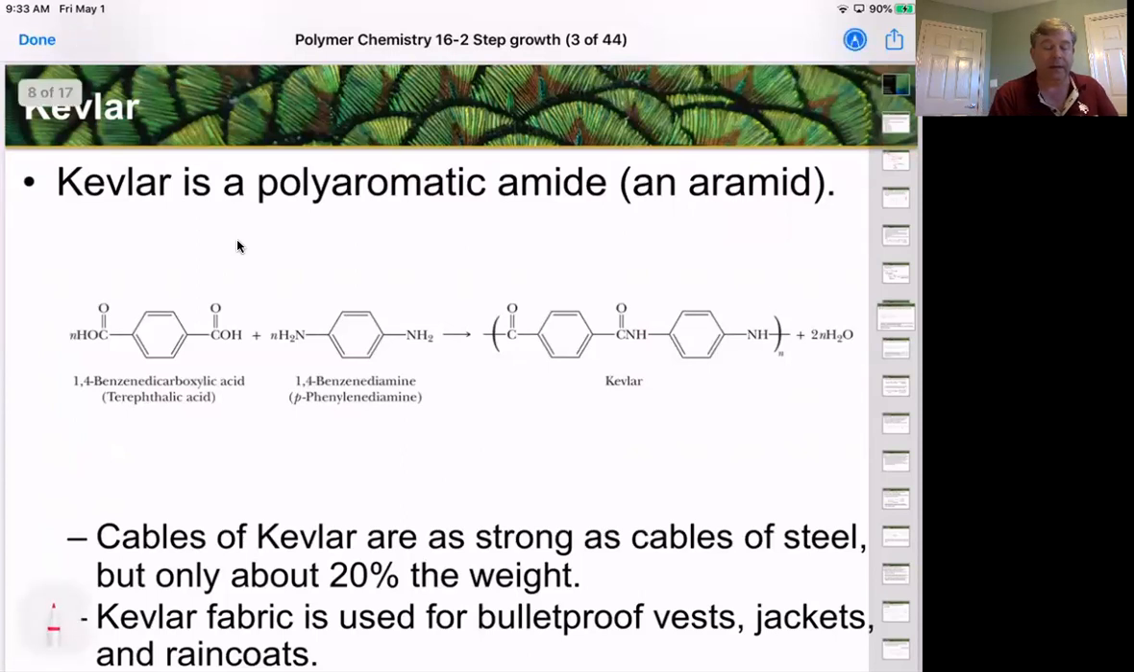In Kevlar, we take a 1,4-dicarboxylic acid of benzene, and we react it with a 1,4-diamino benzene, and we get this very rigid structure of benzene, amide, benzene, amide, benzene. Okay. Now, because it's so rigid in between the different functional groups, and those functional groups can hydrogen bond, they become very strong when they're drawn out as fibers. In fact, they're used in bulletproof vests, bulletproof jackets, fire-resistant raincoats. And there's another derivative that has the meta derivative that's also used in Nomex, which is another fire-resistant polyamide fiber.